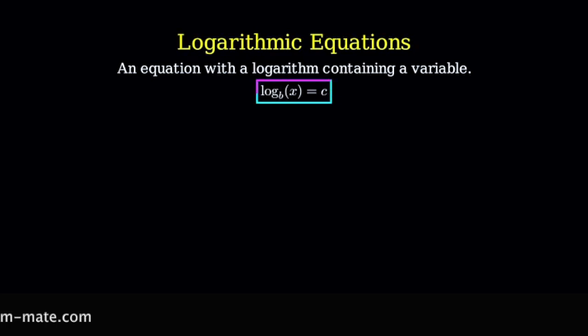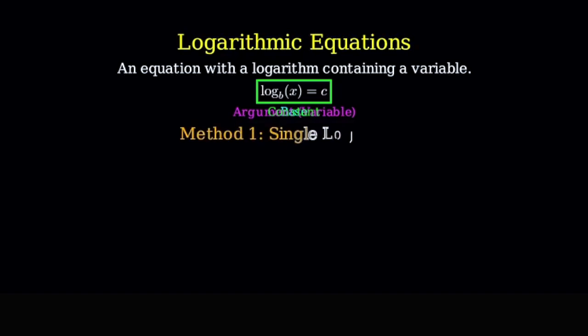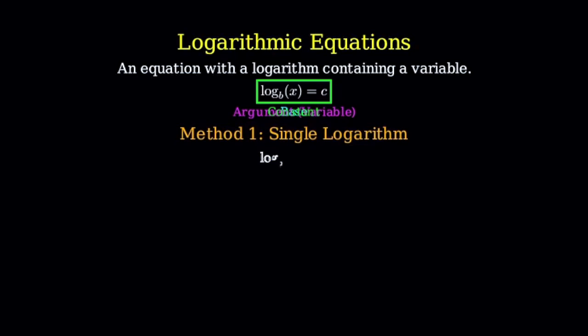Here, b is the base of the logarithm, x is the argument which contains the variable we need to find, and c is a constant. Let's look at how to solve these. First, consider an equation with a single logarithm. For example, log base 3 of x equals 4.